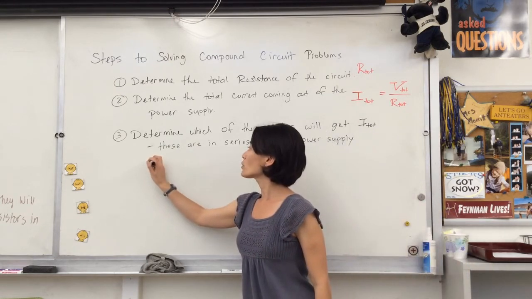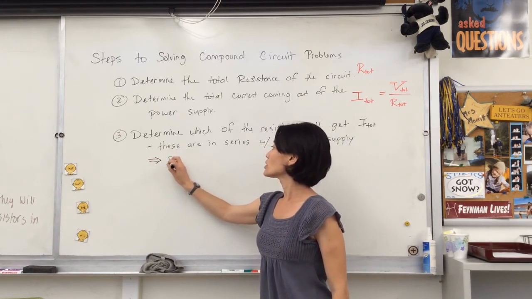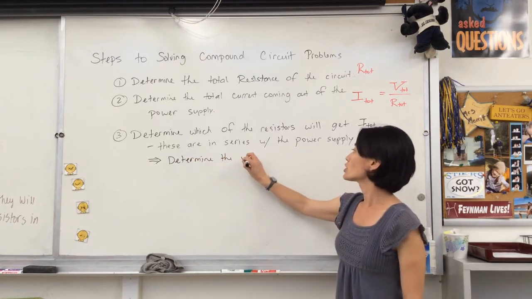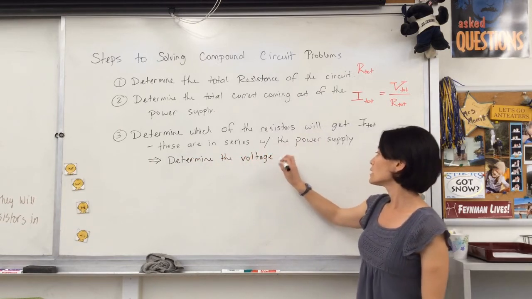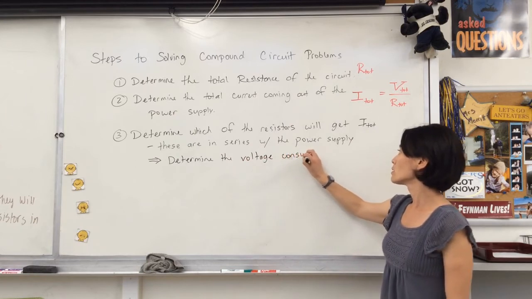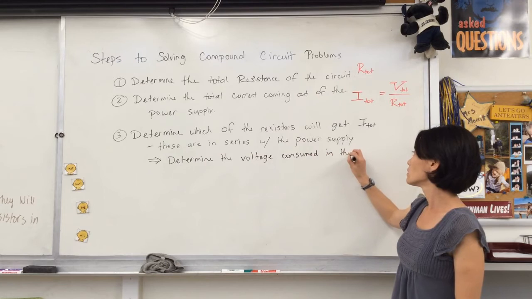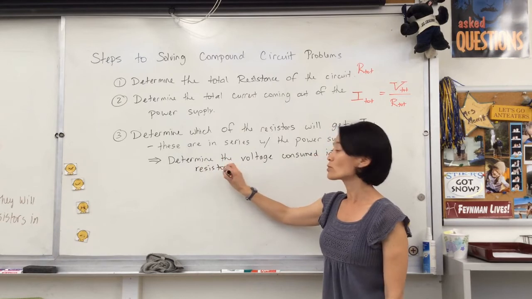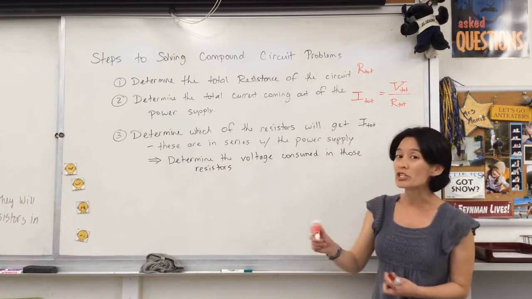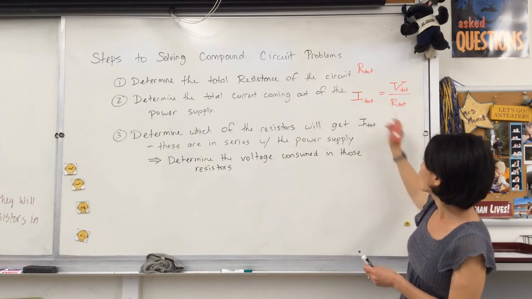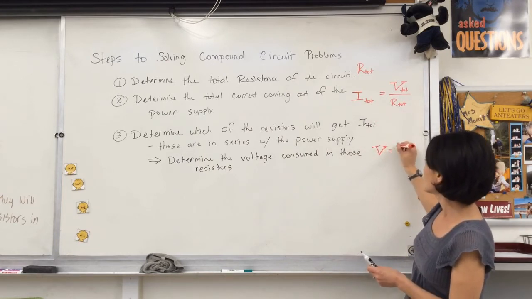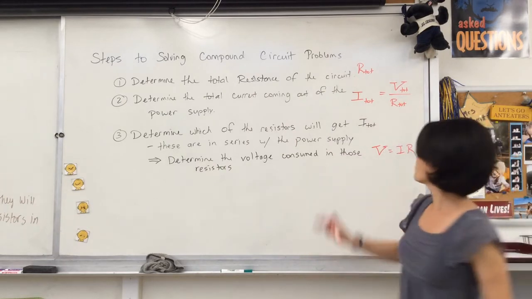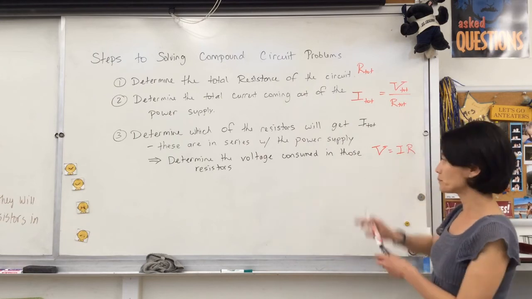And from there, if you know the current, determine their voltage. So determine the voltage consumed in those resistors. And again, you're going to use Ohm's law, but this time we'll rearrange it a little bit: if I bring the R over, you could say that V is equal to IR. This is going to be for an individual resistor, okay?